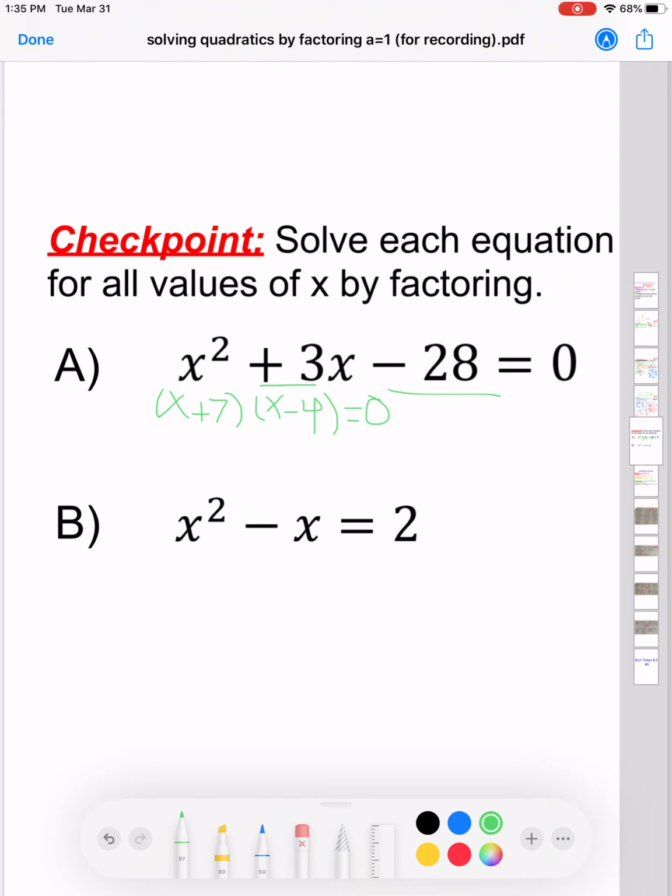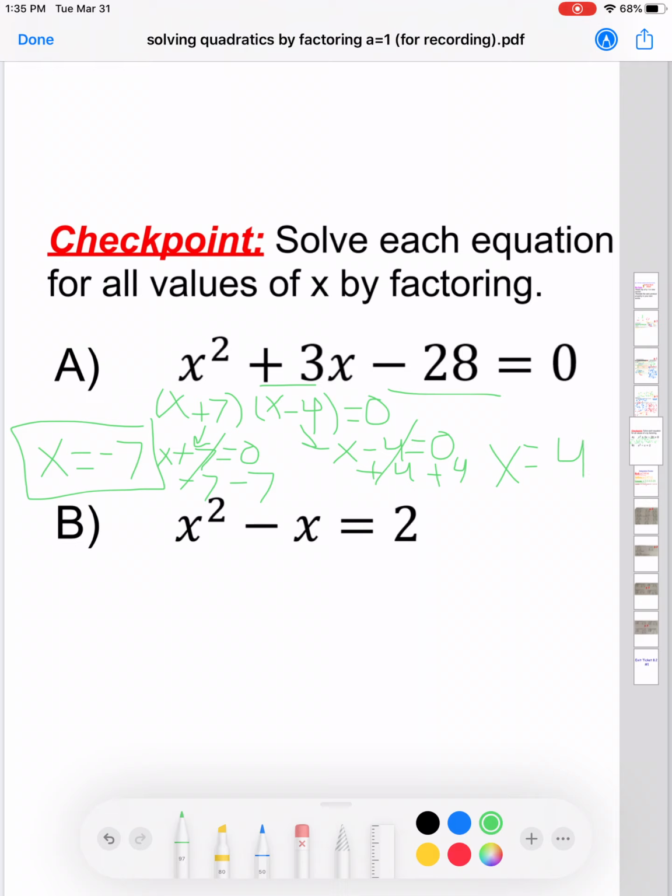But now again, you have to take this a step further to actually solve for x. You need to set x plus 7 equal to 0, and you need to also set x minus 4 equal to 0. Using your inverse operations, you should have had x equals negative 7 as your first answer, and x equals positive 4 as your second answer. So for part A, you should have negative 7 and positive 4.